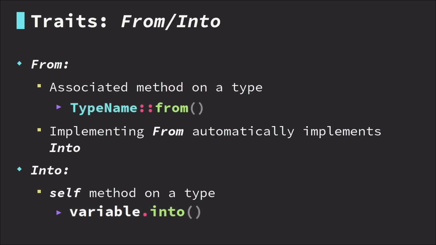The From trait is an associated method on a type. This means it is a free function that can be accessed using the type name as shown. When implementing the From trait, you will get Into implemented for free, so you'll almost always just implement the From trait. The Into trait uses a self method on the type to perform the conversion, so you'll use it as shown here. Let's take a look at an example to see how to use these traits.